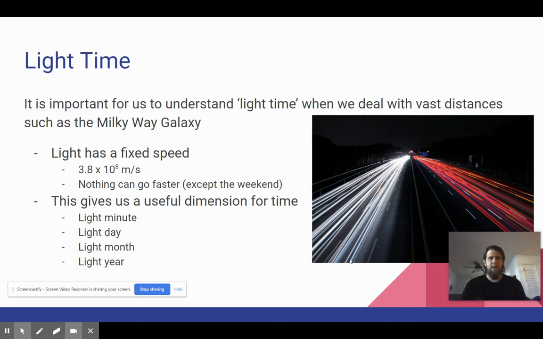That is just not really a concept we can wrap our brain around. So what we can wrap our brain around is how far or how long it takes light to travel a certain distance. That's light time. So light has a fixed speed. All light, regardless of the color, travels at 3.8 times 10 to the 8th meters per second. That is as fast as anything in the universe is allowed to go. Nothing can go past the speed of light.